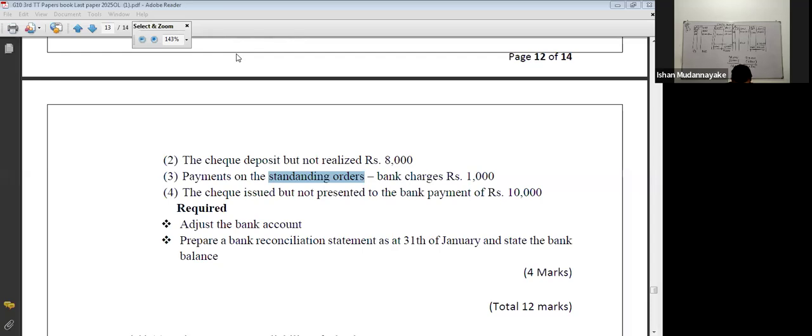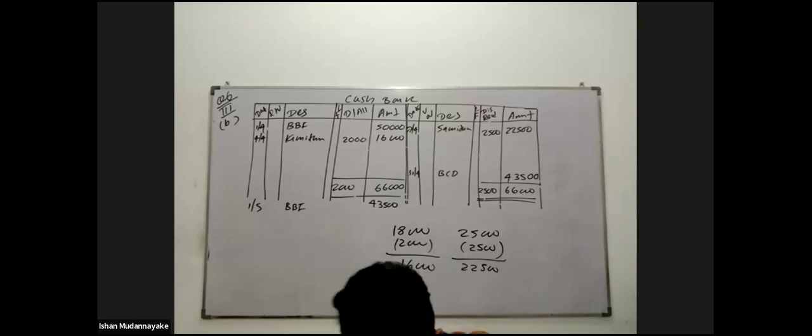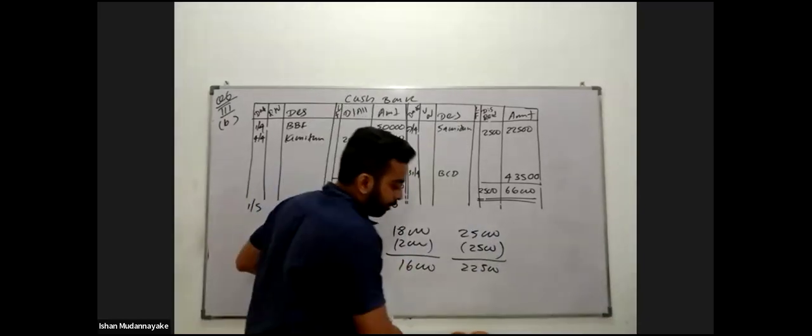Payment on standing order 5,000. Now I write down here 5,000. And then the fourth item, the check issued but not presented to the bank. Then adjusted bank account and bank reconciliation statement.